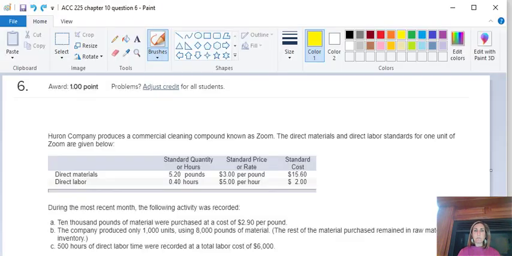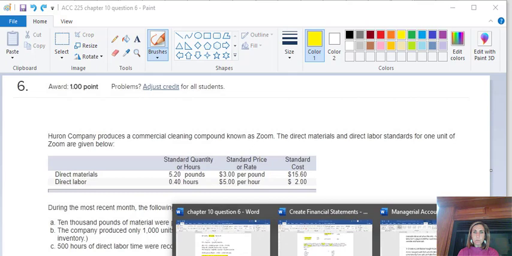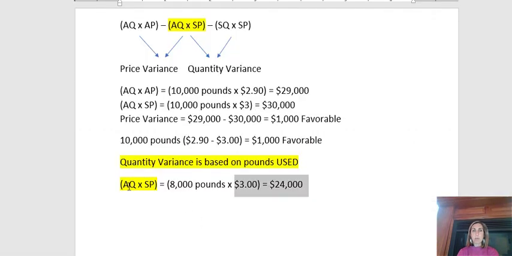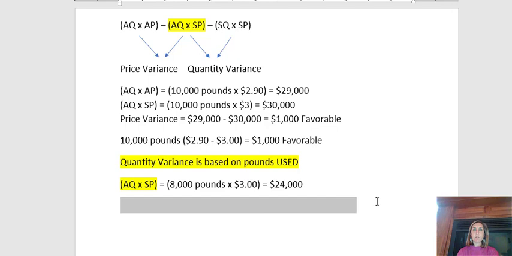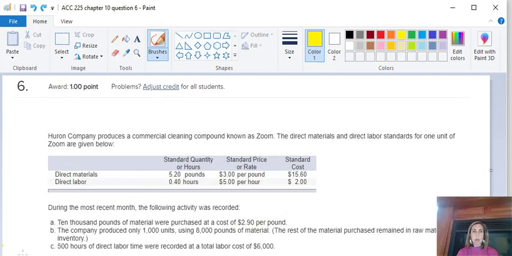So part B, it says the company produced 1,000 units. They used 8,000 pounds of materials. So that would be the amount I put in for the AQ. My AQ is 8,000 pounds times the standard price still of $3 per pound. The SQ has to be calculated in total. This part is based on the number of units they actually produced. On my problem, part B says they produced 1,000 units.